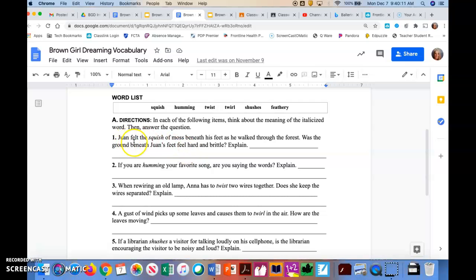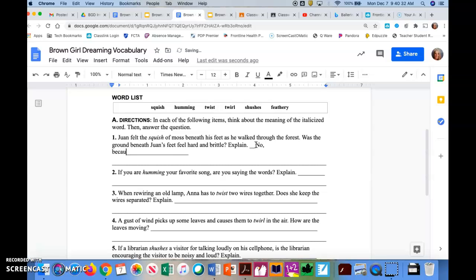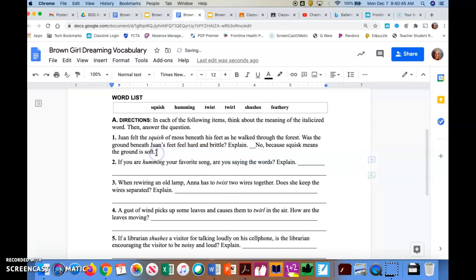For example, Juan felt the squish of moss beneath his feet as he walked through the forest. Was the ground beneath Juan's feet hard and brittle? So you have to kind of know what the word squish means. And here, squish would not be hard and brittle. So you would write no, because squish means the ground is soft. And that's what you could leave as your answer. So then you're going to go through and answer the rest of them in the same manner.